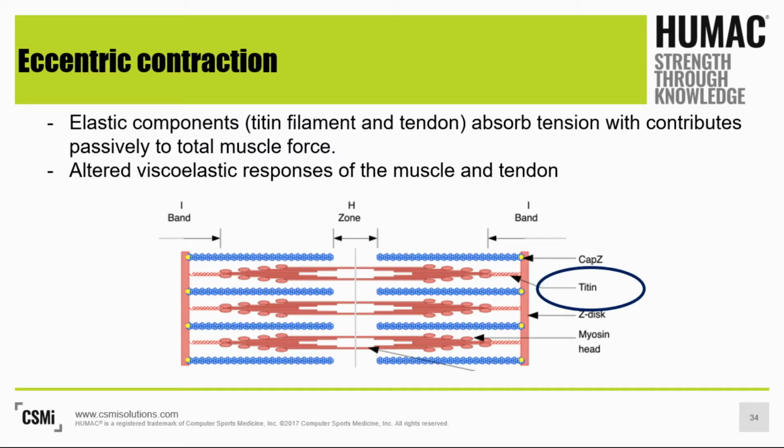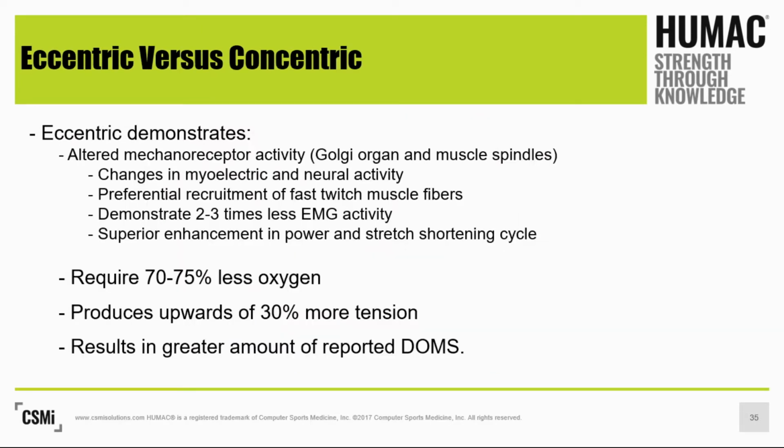Aside from the active components creating force, the passive structures in the system also contribute to force, and this includes the titin filaments within the sarcomere as well as the tendon. So this will allow some increased force production to occur simply from a mechanical aspect. Also, there's a different viscoelastic response from the muscle and tendon to loading. Now, there's also some very important differences between concentric and eccentric beyond the direction that the muscle is moving.